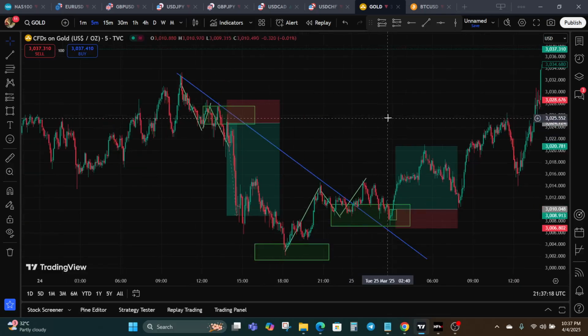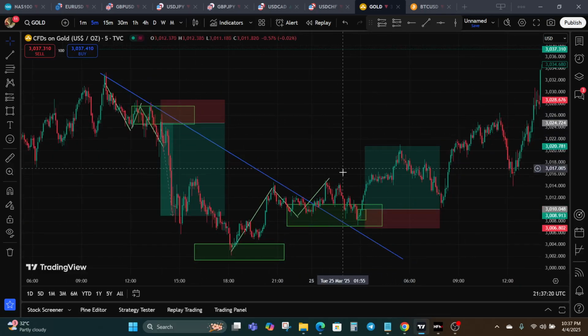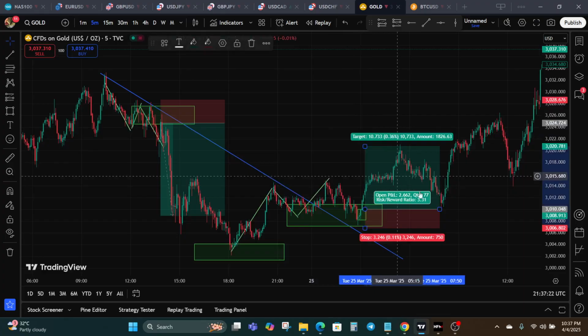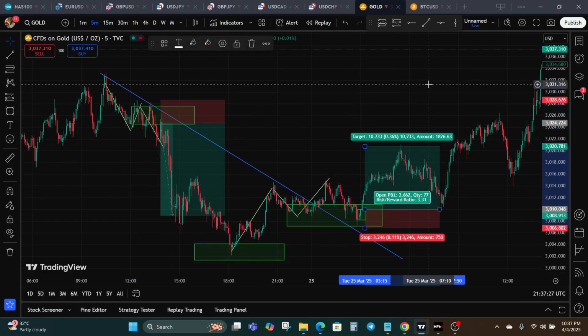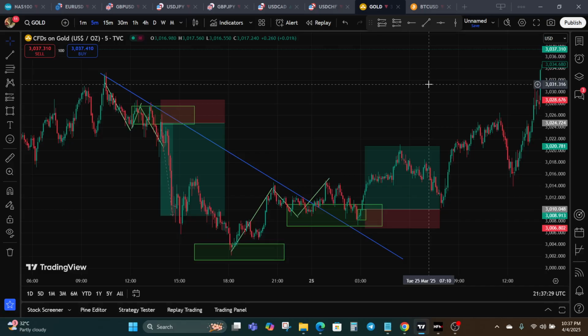Meanwhile, make sure that you always observe good risk management. Use good risk to reward ratios. Like you can see in these examples, we have good risk to reward ratios. All right? It's very important. Ensure that you do not risk more than 2% of your account balance in a single trade.